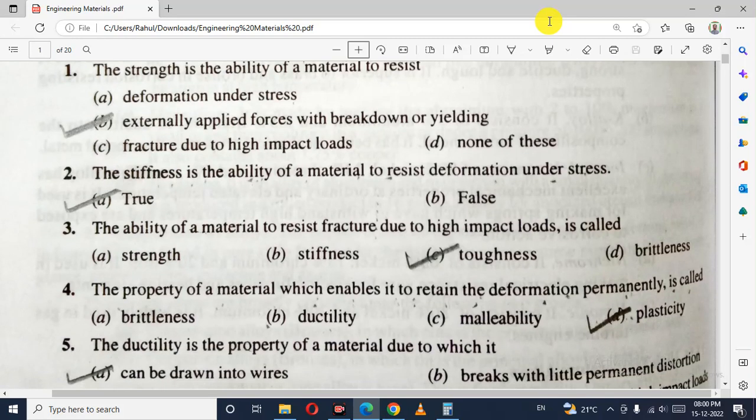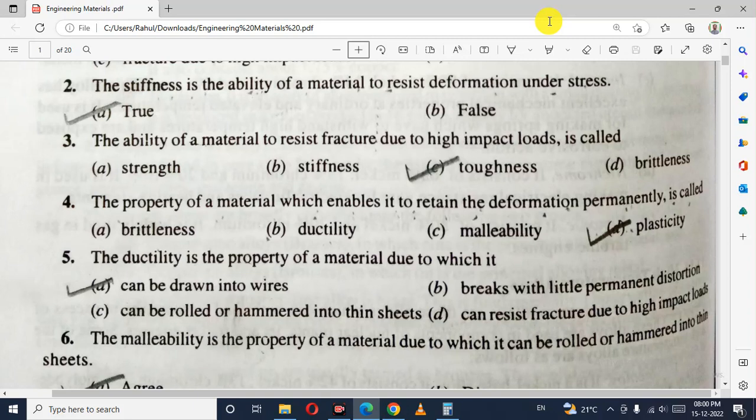Toughness. The property of a material which enables it to retain deformation permanently is called plasticity. Ductility is the property of a material due to which it can be drawn into a wire.